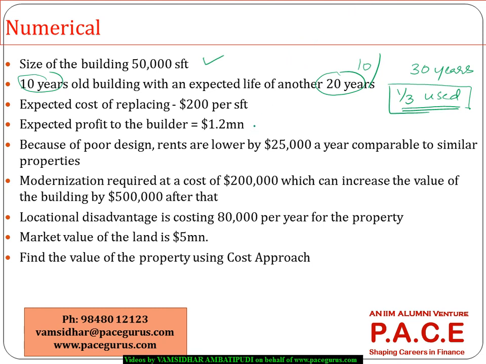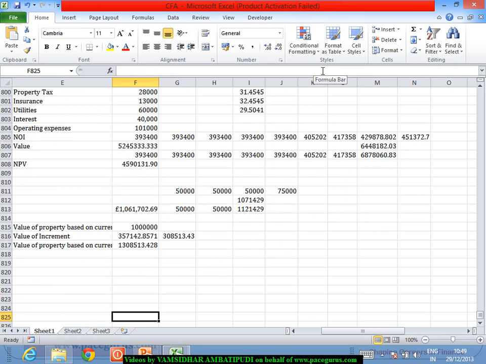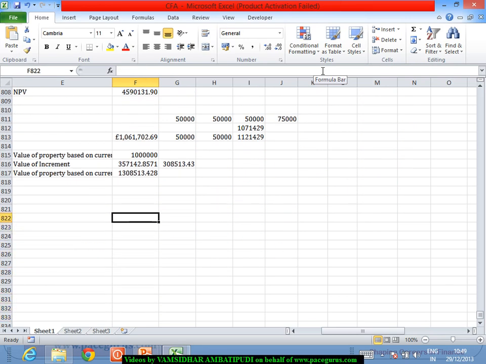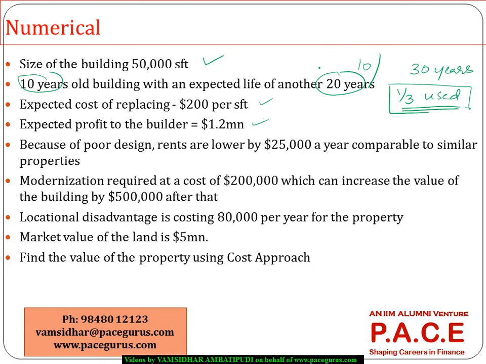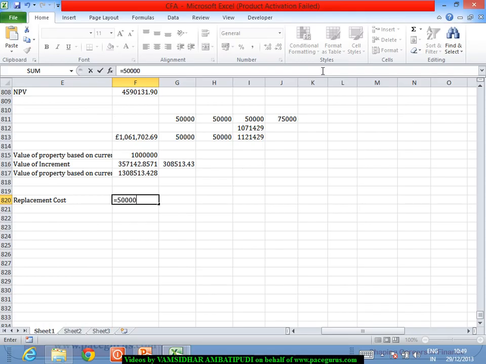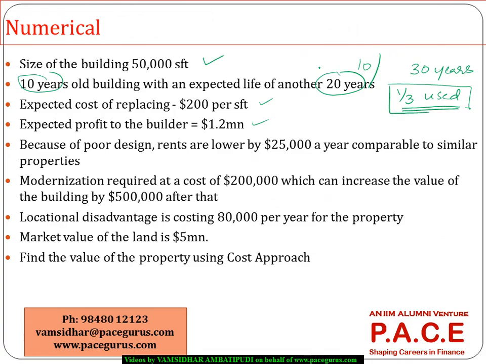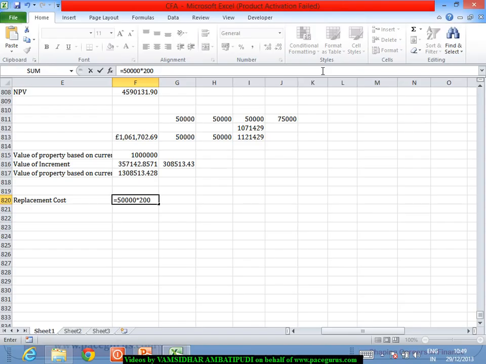Then the replacement cost is planned at 200 per SFT. From here I can find out the total replacement cost. The replacement cost will include the cost of constructing a new building at 200 per SFT. So we have 50,000 SFT into 200 per SFT, that is the cost of constructing a new building, along with the profit to the builder. I am expecting a profit of 1.2 million.